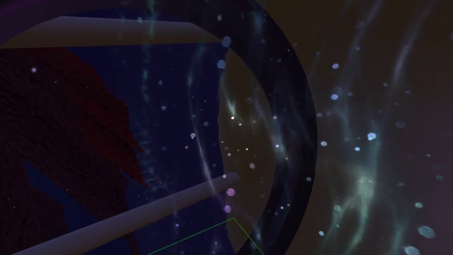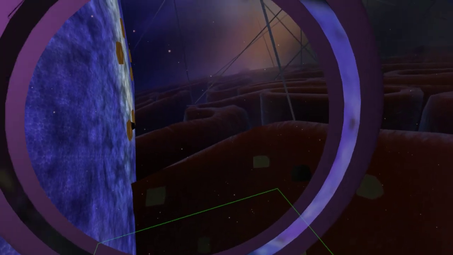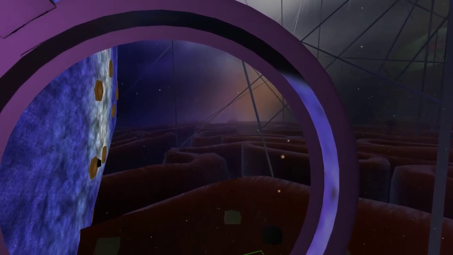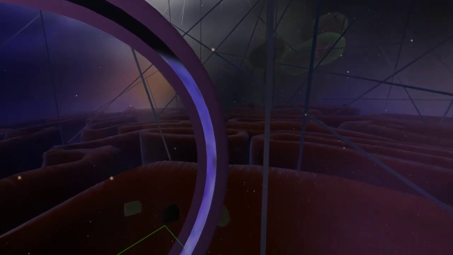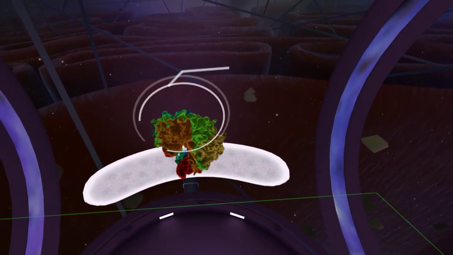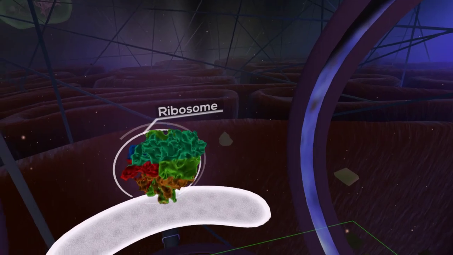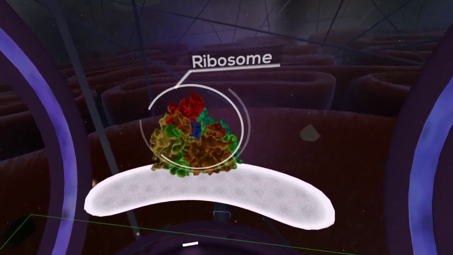Let's exit the nucleus through a nuclear pore. We have exited the nucleus and are now floating through the cytoplasm. Surrounding the nucleus is the rough endoplasmic reticulum, or RER, a maze-like structure made of flattened membrane. Studded with ribosomes, the RER maintains a vital role in protein synthesis.